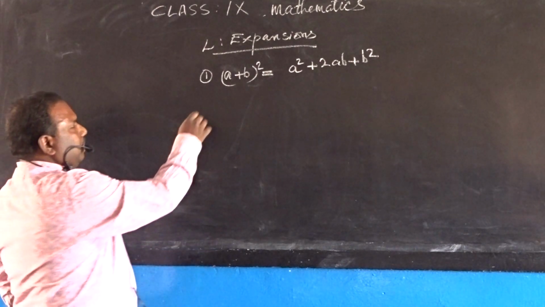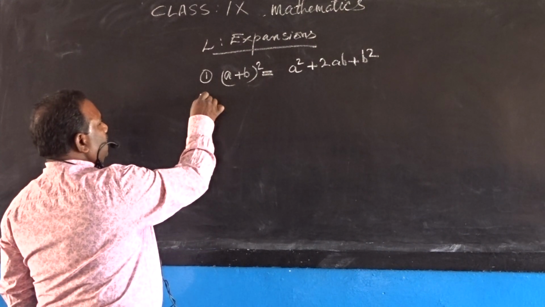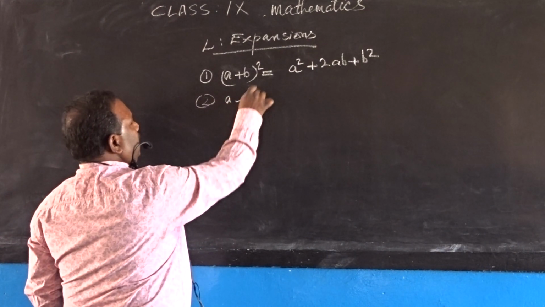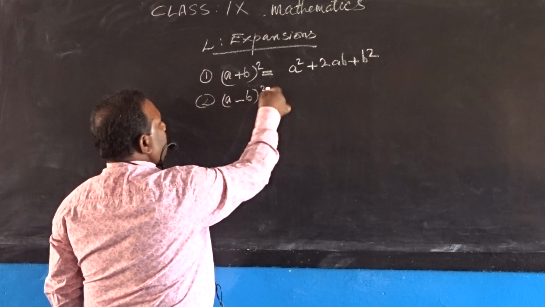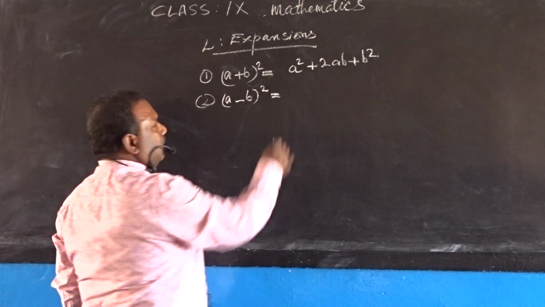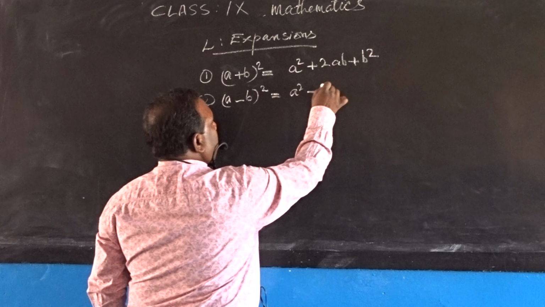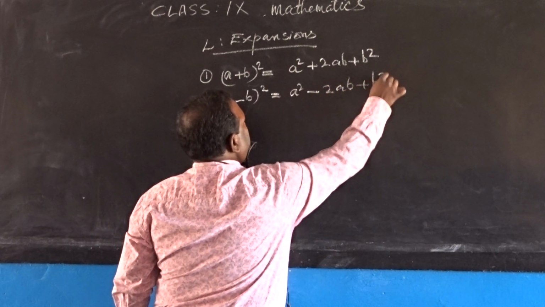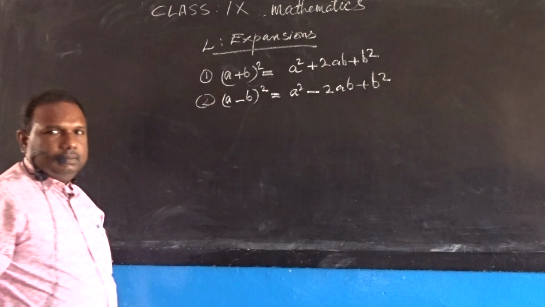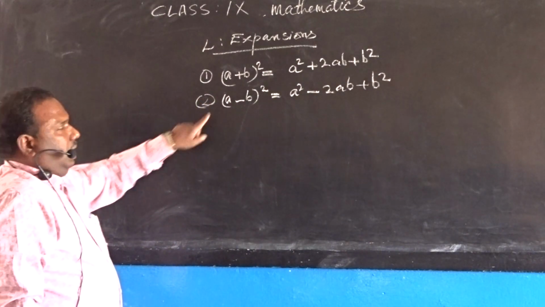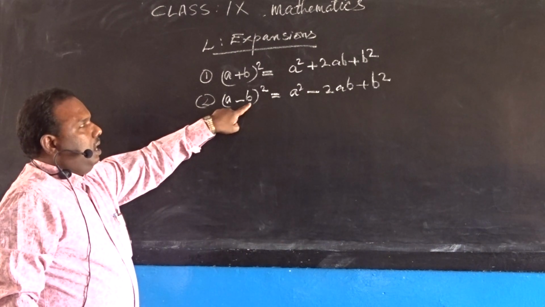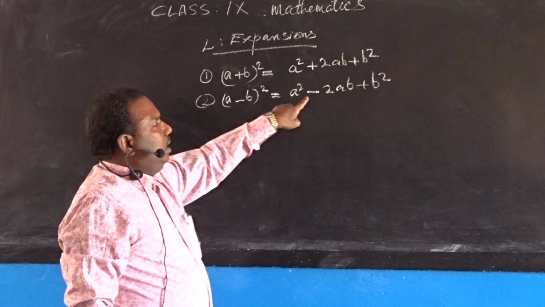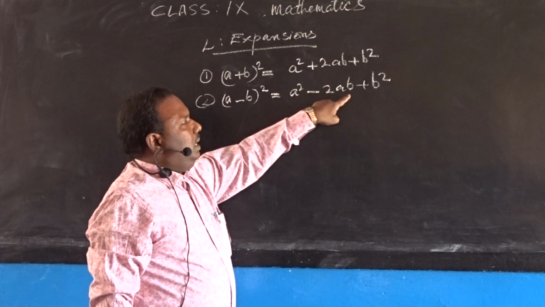The same way, let us learn the second formula. (a minus b) all square is equal to a square minus 2ab plus b square. Here you can see (a minus b) all square is equal to a square minus 2ab plus b square.